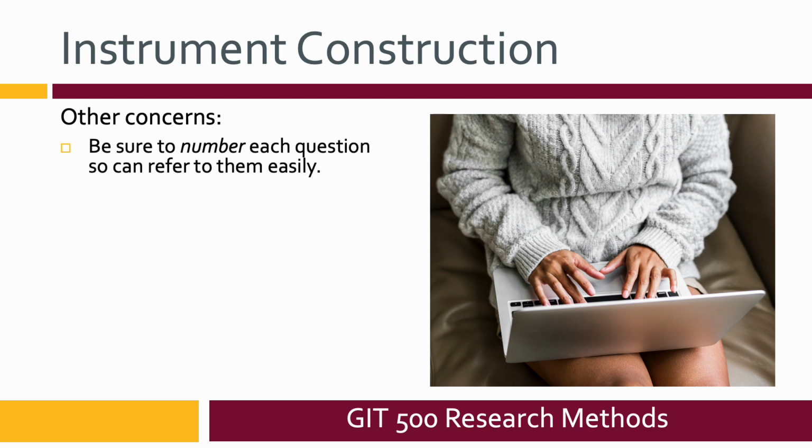Other concerns are, again, be sure to number each question so that you can refer to them easily when you're writing up your research. Order them logically. Usually you want to start with demographic information. You could also have gender, age, even where they live, what state they live in, stuff like that, if it makes sense. Typically age and gender is asked. Age specifically so that you can keep out minors.